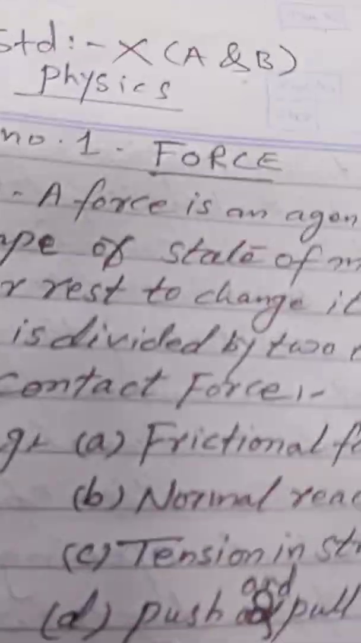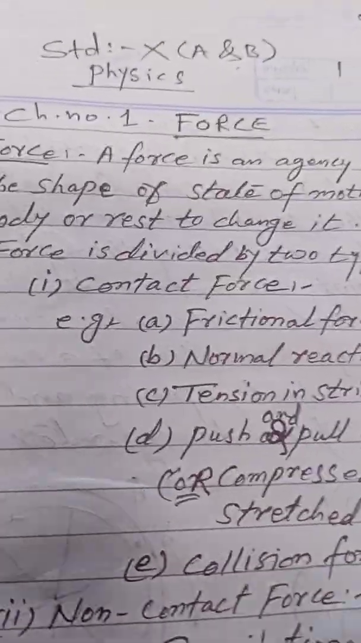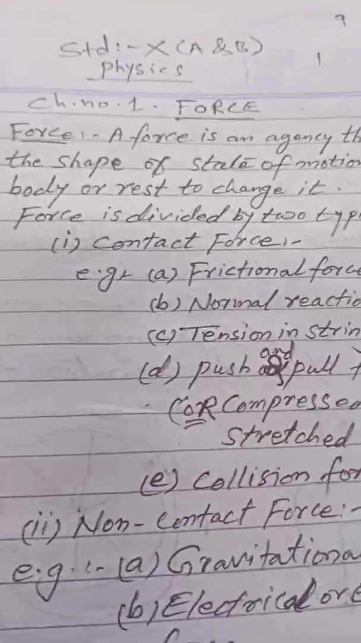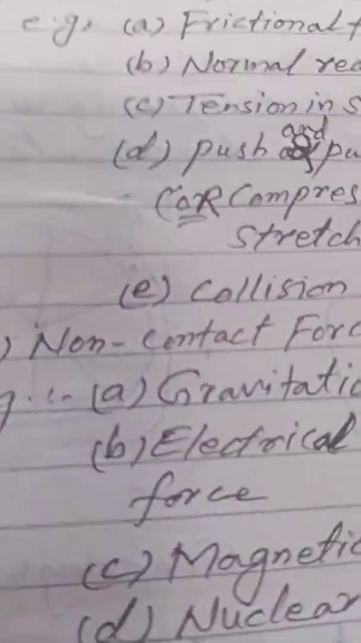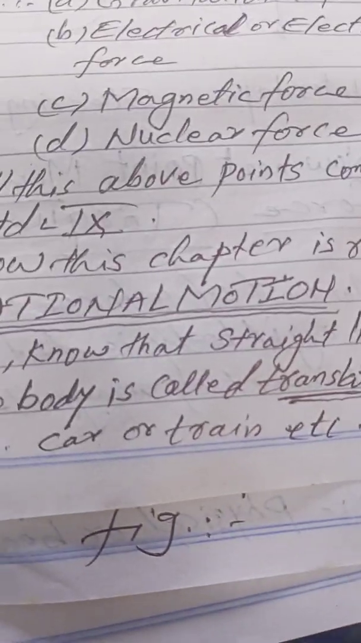Good morning, students of 10 AB Physics, Chapter 4. The definition and types of contact force and non-contact force were already completed in Standard 9. Now in this chapter, rotational motion. Before rotational motion, translational motion: motion of a body in a straight line is called translational motion. Example, car or train.